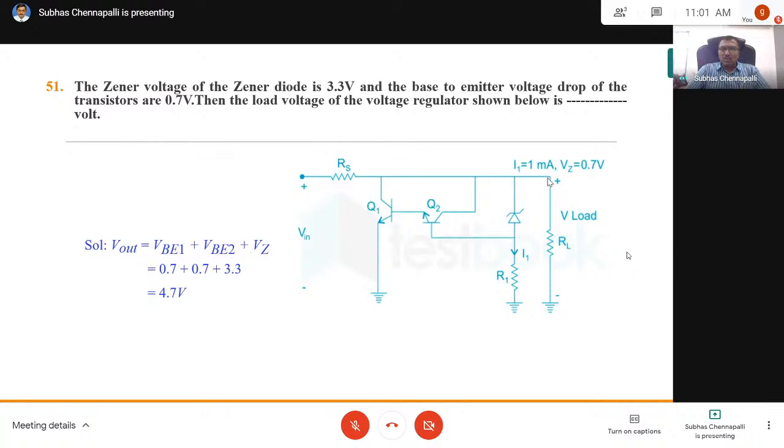V out is equal to, I go like this, Vz, then VBE, VBE. So V out is equal to VBE plus VBE2 plus Vz. So all values we know, substitute, 4.7. What you get here with respect to ground is 4.7. The problem looks complicated at the outset, but it's very straightforward. This voltage you know, this voltage you know, this voltage you know. So this voltage is equal to this voltage plus this voltage. Simple.